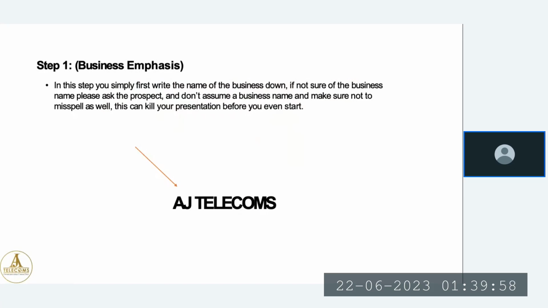Now, step one, emphasis of the business or the business emphasis. So in this step, you simply first write the name of the business down. If not sure of the business name, please ask the prospect and don't assume a business name, and make sure not to misspell it as well. This can kill your presentation before you even start.